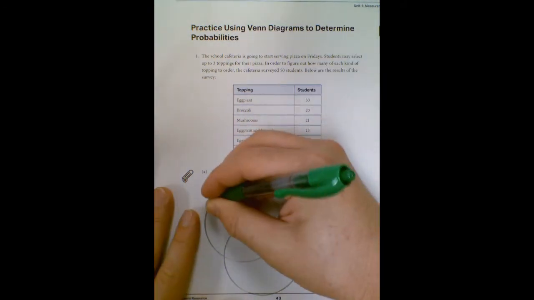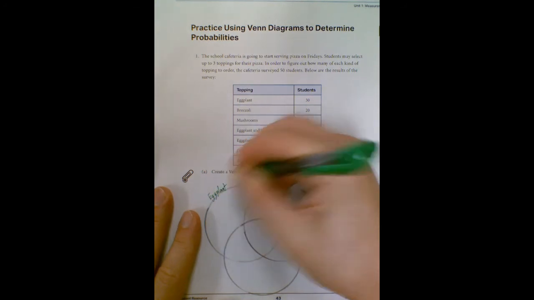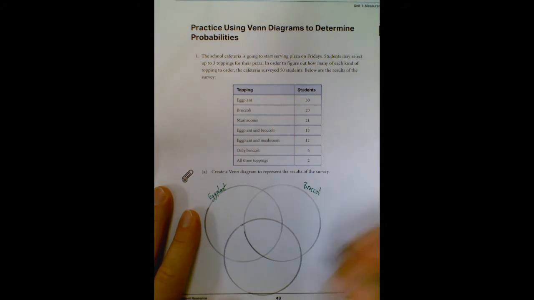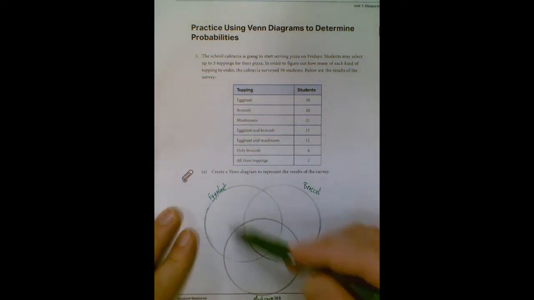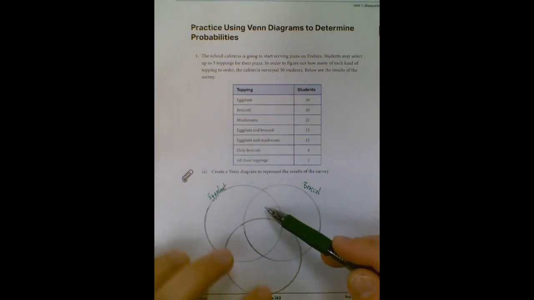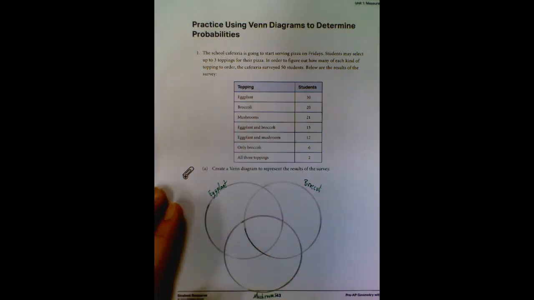So I'm going to go ahead and label those. We'll put eggplant, broccoli, and mushrooms. All right. So now that I know that, I can figure out how I'm reading this. This middle one is people that wanted all three of them. This one here would be people that want eggplant and broccoli, but not mushrooms, because it's not in that circle. So that's a standard kind of Venn diagram idea.